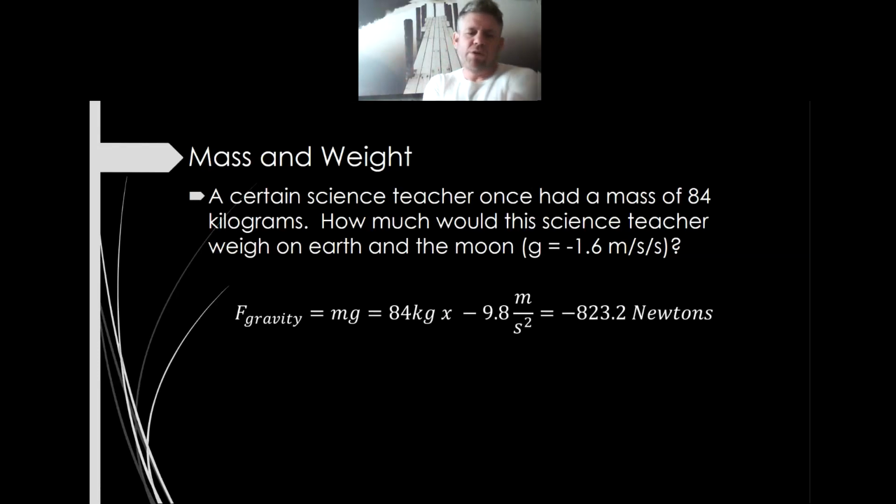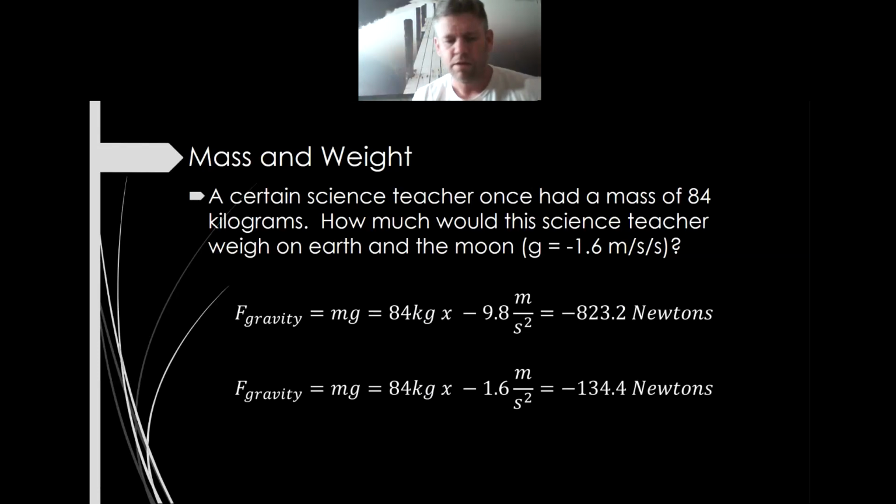All right. So with this one, we take 84 times negative 9.8 and we get negative 823. The negative just means for us this force is being applied down. When you look at that scale, that's what it's measuring, how much force gravity is pulling down on us with. All right. On the moon, 84 times negative 1.6. Again, that's the moon's gravitational pull. It would be negative 134.4.